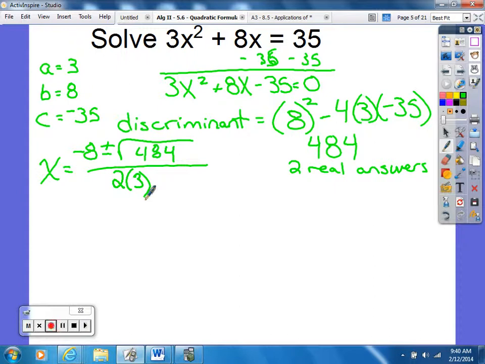Caleb. Because the formula says x equals negative b. Good question.